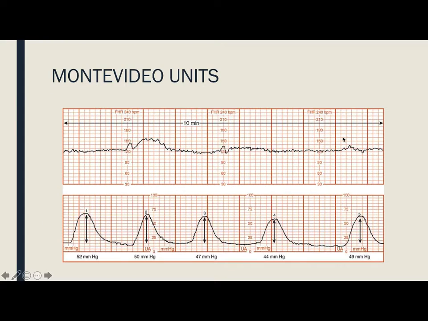The upper panel here will be the fetal heart rate pattern. Then we look at the individual pressure that is generated by each contraction. For example, in this contraction here, we compute the pressure, and that will be about 50 mm Hg. How did we get that? Of course, we subtract the baseline pressure from the peak contraction pressure. In this case, this is about 60 mm Hg minus 10 mm Hg, so that's about 50 mm Hg. Then we add all the individual contraction pressures, and the sum of those will be the total Montevideo units.